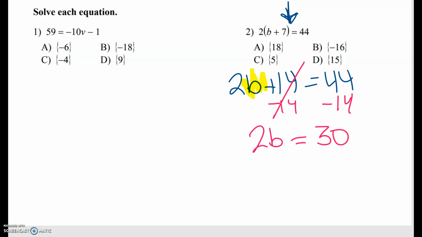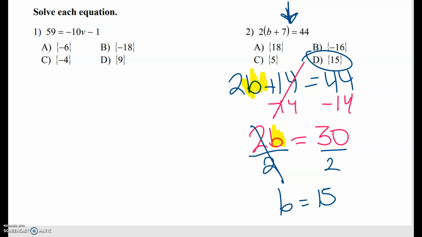Now when we have our variable with only one value, we just do the inverse. What's the inverse of multiplying by 2? We want to divide both sides by 2, and we get b equals 15. So our answer would be D. The other cool thing is I can check my answer by plugging in 15. If I plug 15 in for b, 15 plus 7 is 22, and if I multiply that times 2, it equals 44. So it checks out.